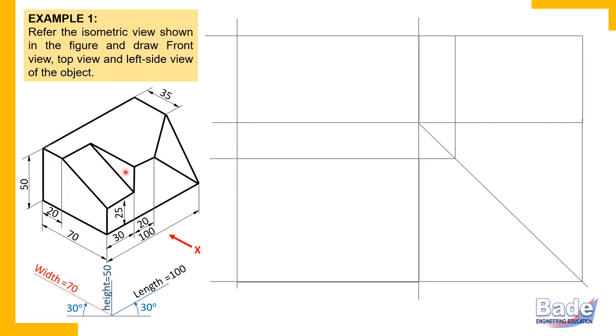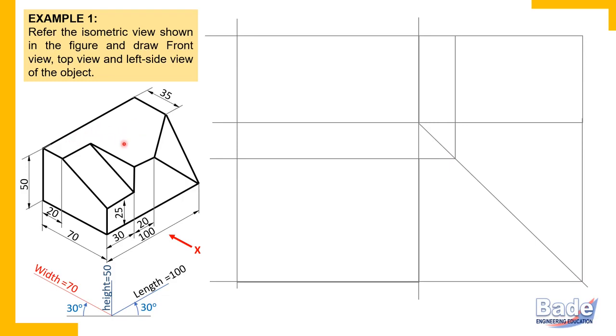Now what about the smaller triangular surface? It has an edge parallel to width. It has one edge parallel to height. So two perpendicular principal edges. That means this triangular surface is again a principal surface. Now a principal surface is always parallel to one of the reference planes.